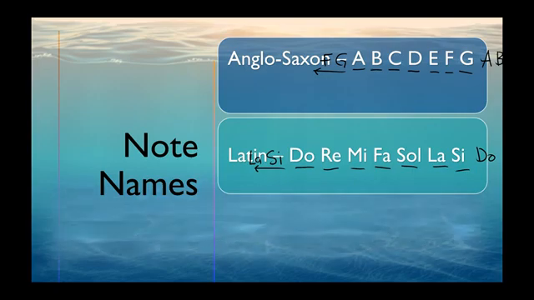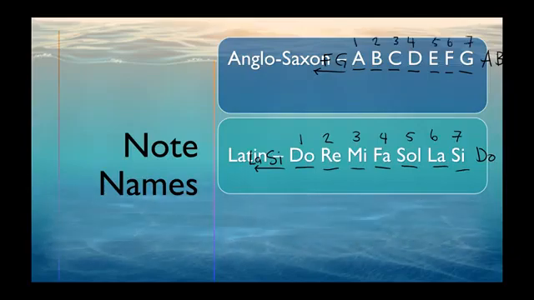You'll always have 1, 2, 3, 4, 5, 6, 7. Same here, 1, 2, 3, 4, 5, 6, 7. There'll always be 7 note names for each one.